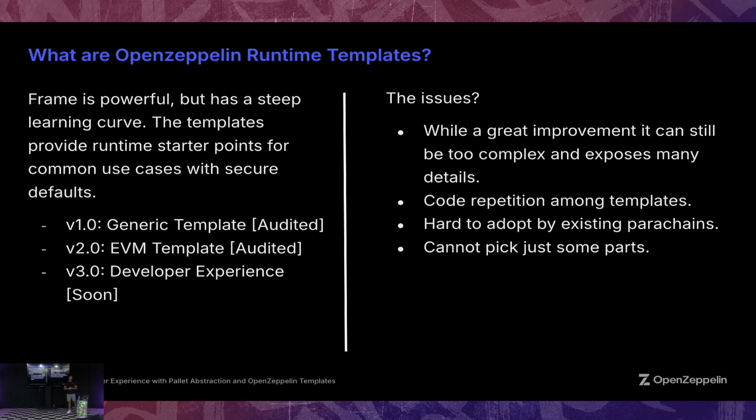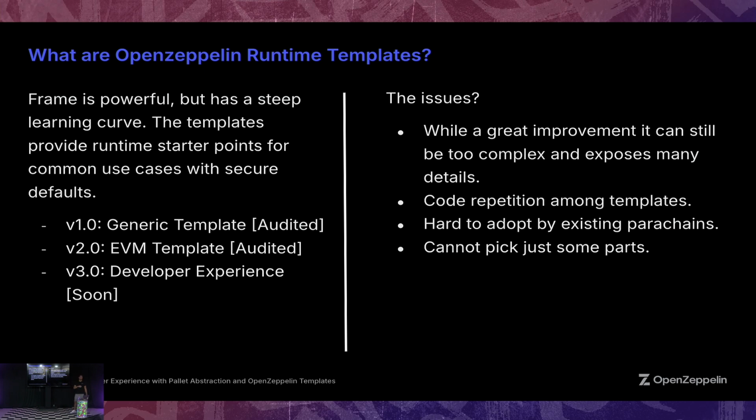We had a lot of code repetition in our templates, and we don't think that's great because, well, it's a lot of places that you have to make changes, it's easy to forget, and if you fix an issue in one of the templates, you have to go to another and then try to fix that as well. It's also hard to adopt by existing parachains, right?